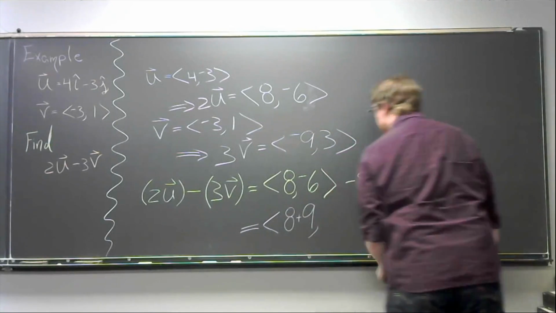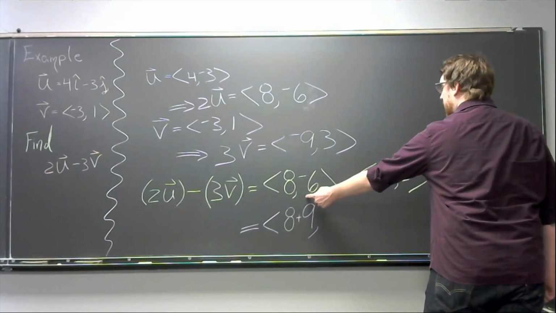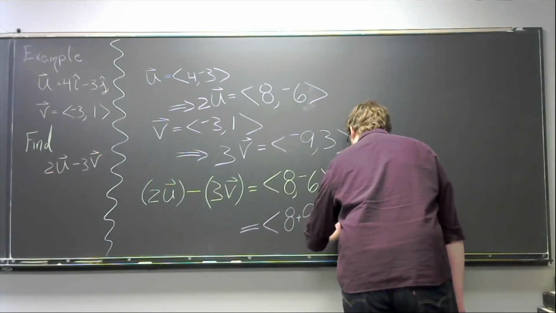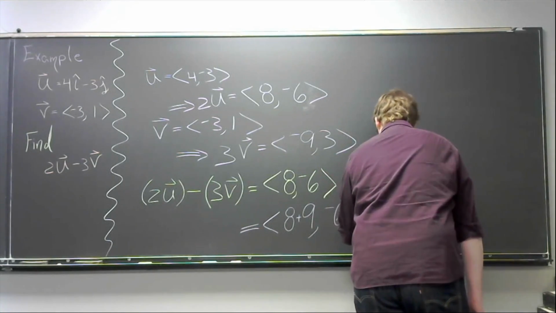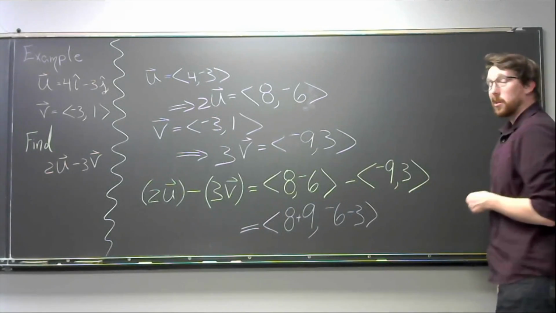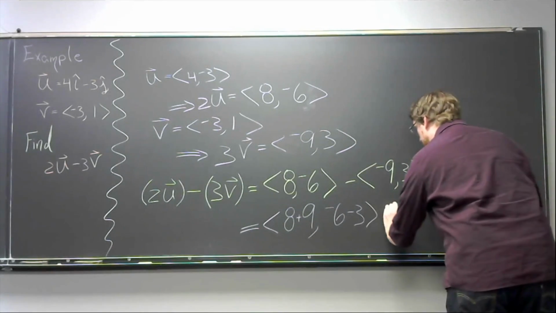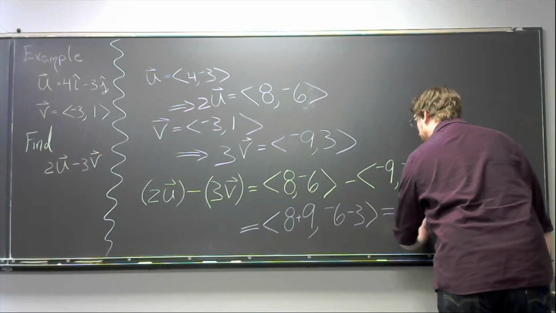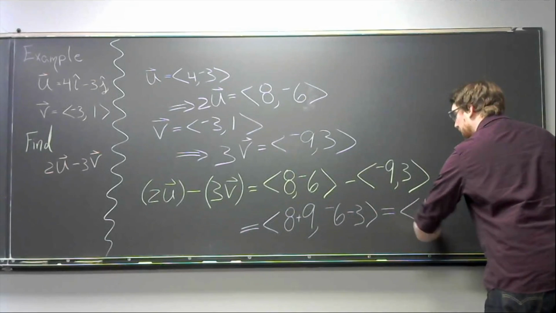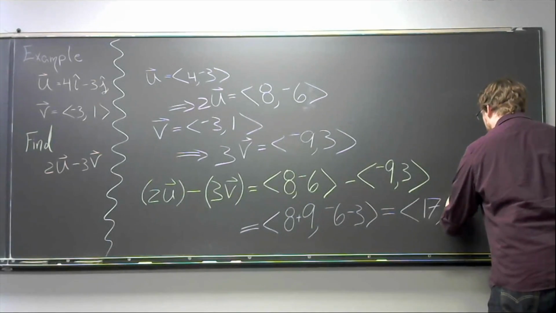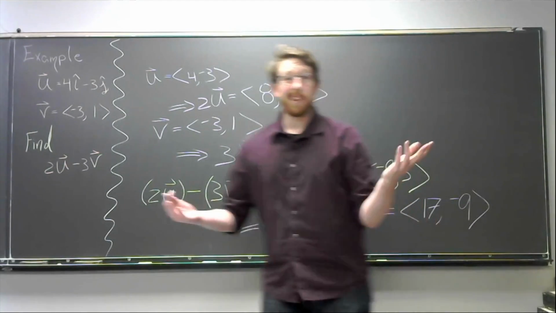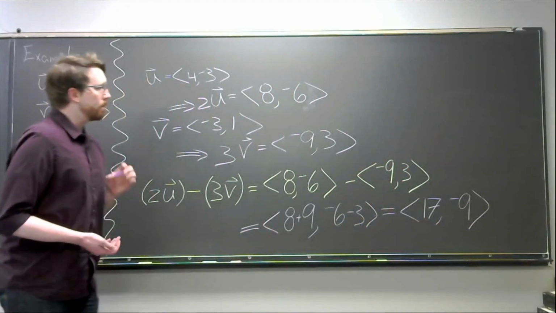And -6 minus 3, that's going to come out to be -6 minus 3. Nothing fancy there. Now we're just going to do the arithmetic. And what we're going to find is that this comes out to be 17, -9. And that's it. That's all there is to it.